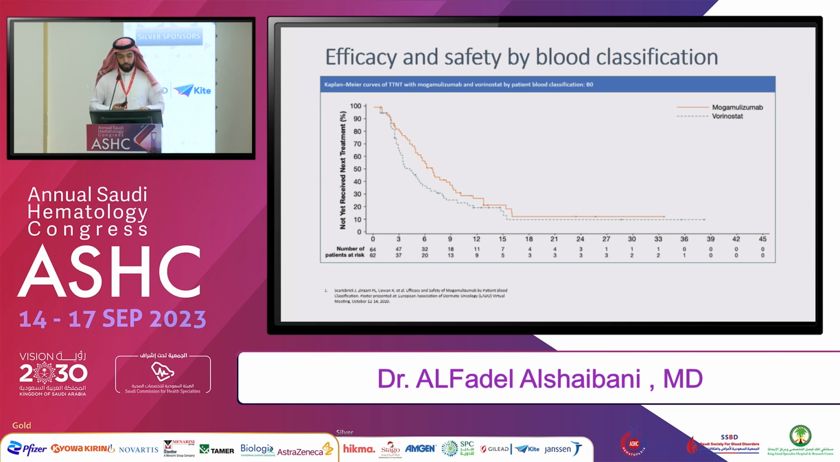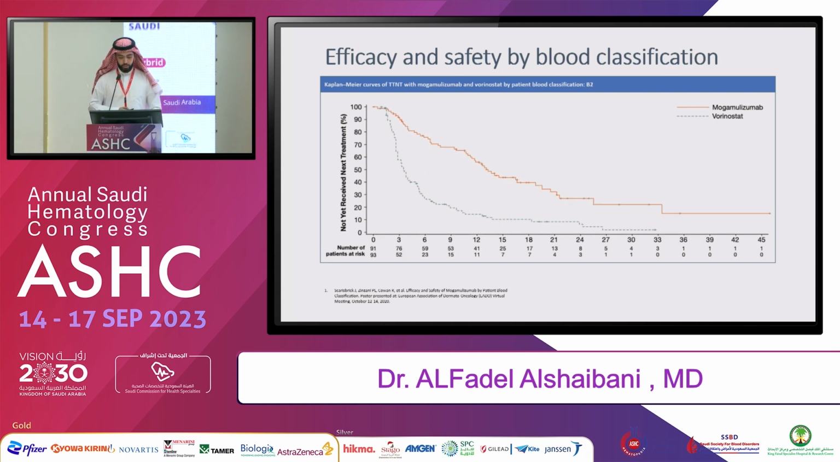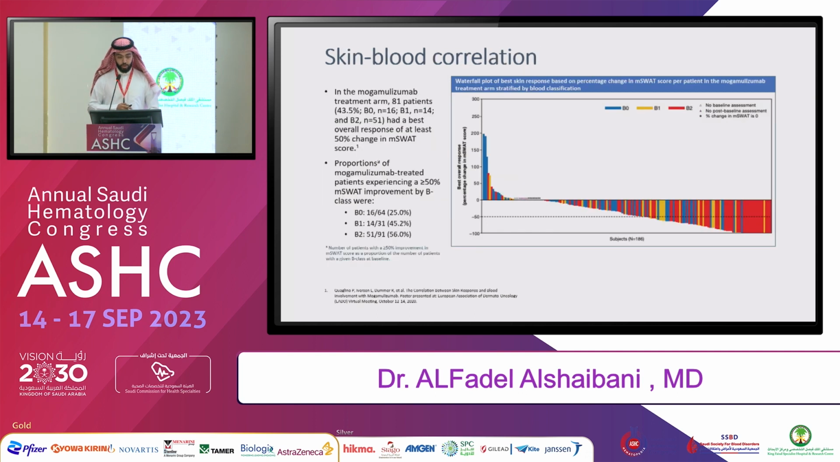As you can see here, the time to next treatment is longer with mogamulizumab compared to vorinostat. And this is the Kaplan-Meier curve, especially in patients with B2. As you can see here, the separation of the curve is more evident in patients with high Sézary cell involvement. Patients who do have high Sézary cell involvement in peripheral blood do respond better, even when it comes to other components. There are higher skin responses in patients with a high blood component.